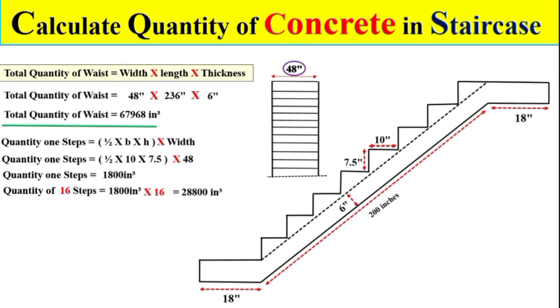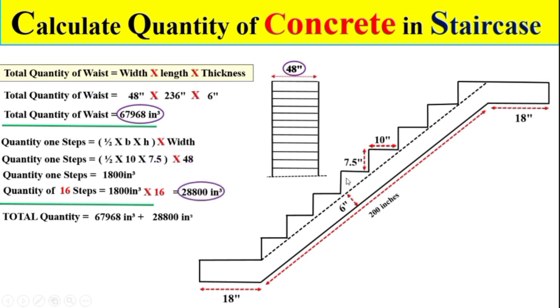Now to find the total quantity of concrete in this staircase, we add the total quantity of concrete in the waist portion and the total quantity in the steps portion, and we get the value in cubic inches. Now if we convert this into cubic feet, as we know that 1 foot equals 12 inches, we divide this value by 12 cubed. So we get the total quantity of concrete as 672 cubic feet. So this is our topic for today.